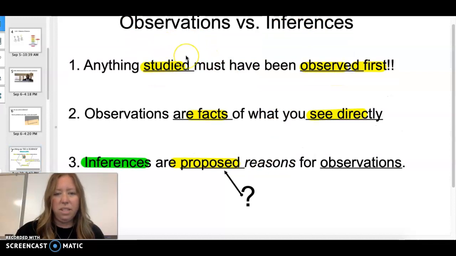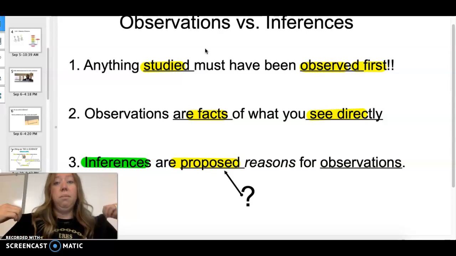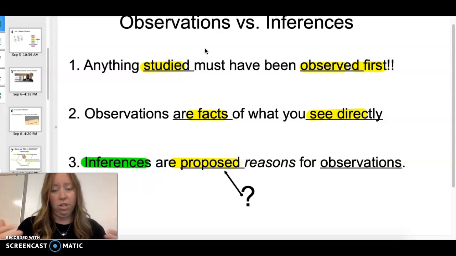So what's the difference between observations and inferences? Well, first of all, you need to lead with observations. You always start with observations first. Now, those observations need to be factual, so you need to be able to directly see them and be able to see them as fact. So you look at my shirt, it is black. That's an observation. It's not an inference.